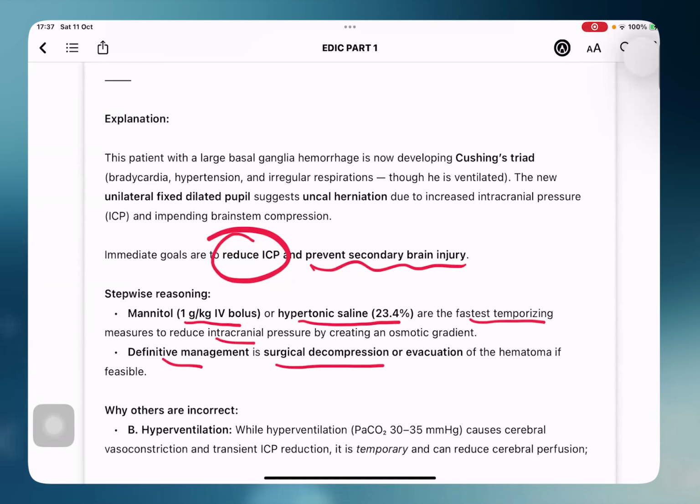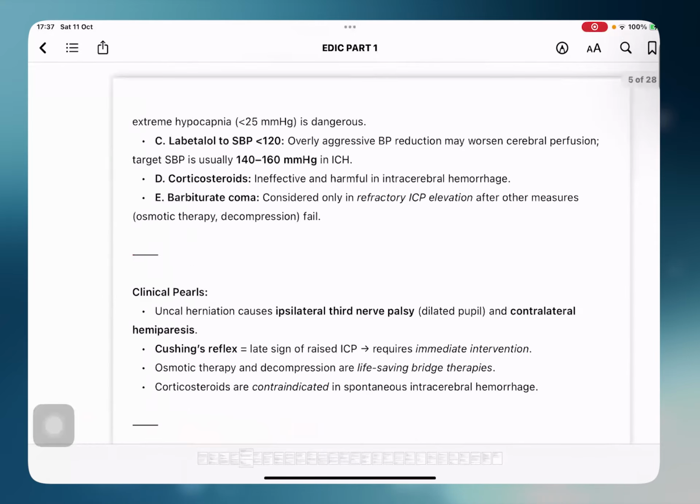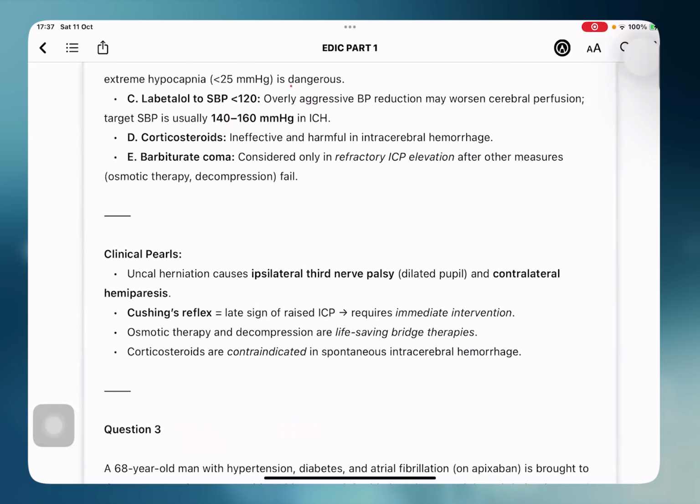Hyperventilating the patient causes cerebral vasoconstriction, yes, and causes a transient ICP reduction, and it is temporary. In fact, it can reduce cerebral perfusion on a longer basis, leading to worsening of ischemia. Extreme hypocapnia is dangerous. Bringing the CO2 levels below 25 is very dangerous. Labetalol, okay, if it was a case of pure hemorrhage, then it would have been a good decision. But eventually, what we want is a systolic blood pressure of 140. Less than 120 is only going to worsen the cerebral perfusion. So the numbers are very important.